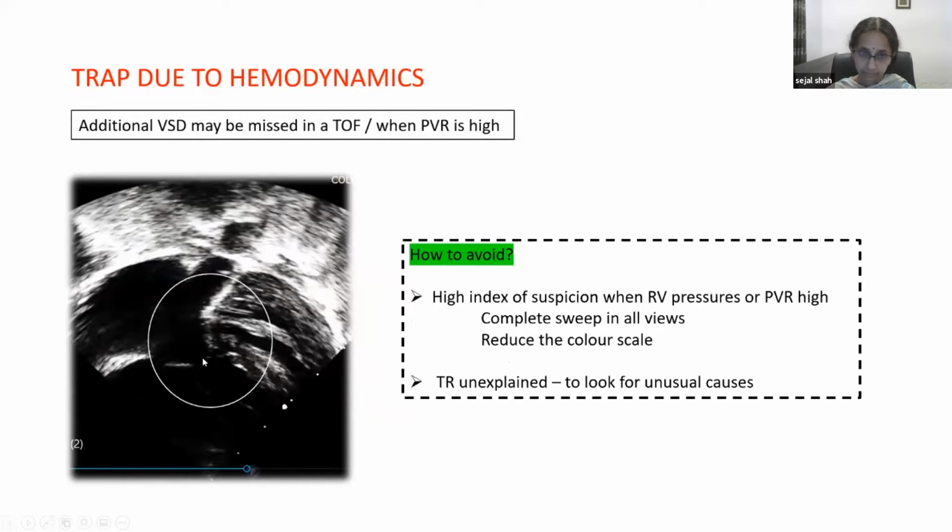In this child, retrospectively, it was thought that the tricuspid regurgitation also could have been because of the lack of support in the inlet area.